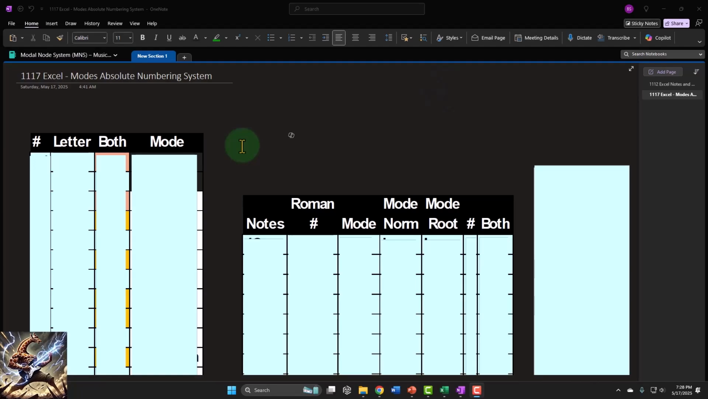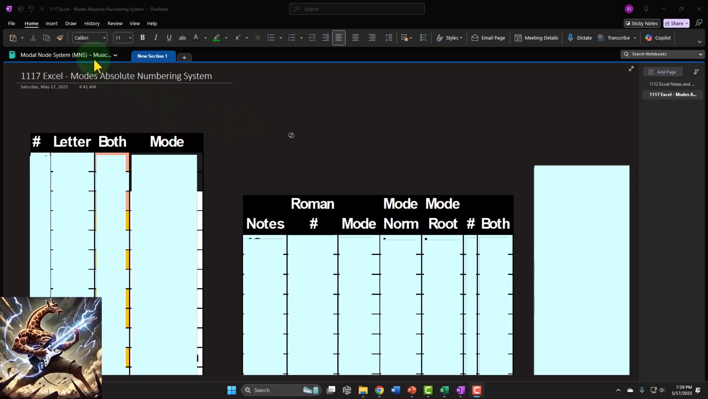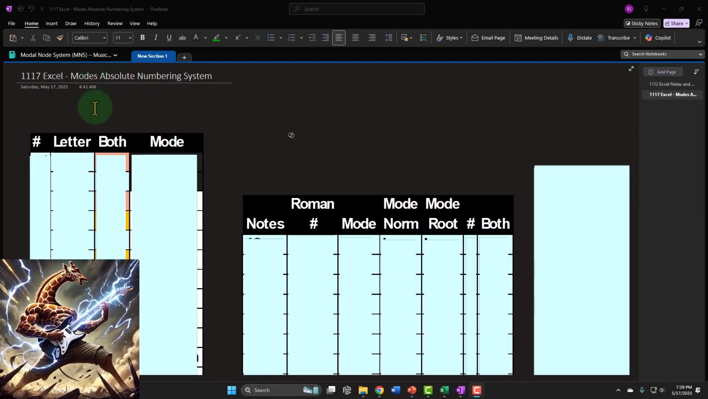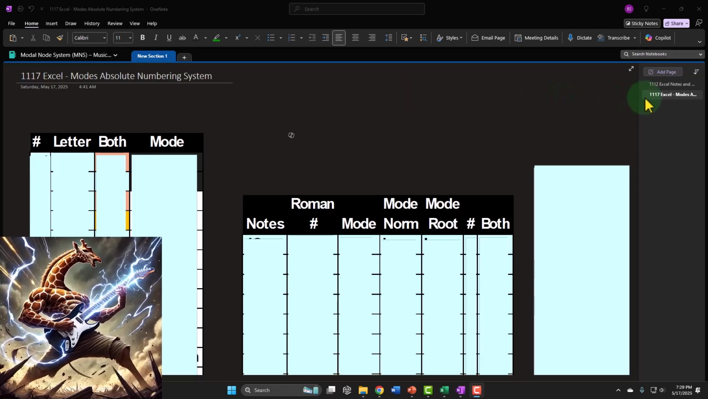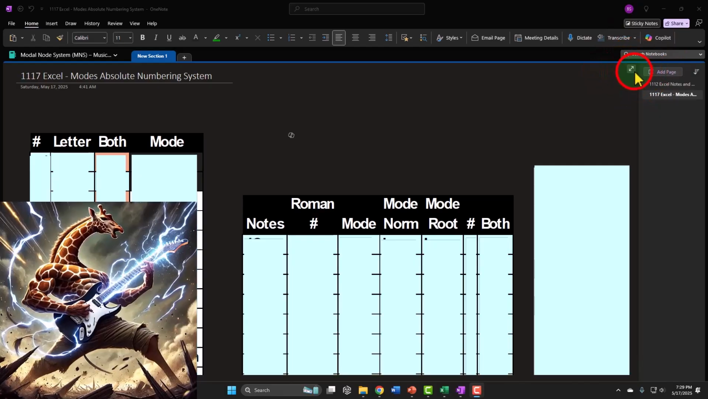Here we are in OneNote. You're not required to, but if you have access and would like to follow along, we're currently in the OneNote file of the Modal Node System, MNS System Presentation 1117 Excel Modes Absolute Numbering System. One of only 2 presentations thus far, but we plan on adding plenty more shortly.